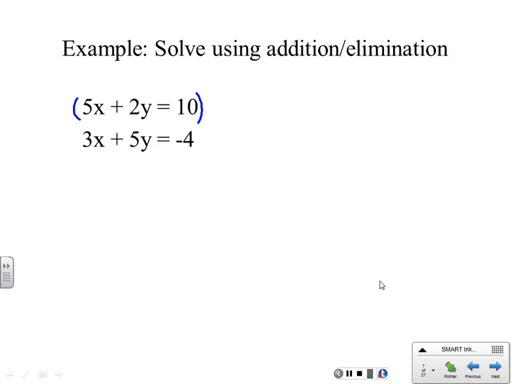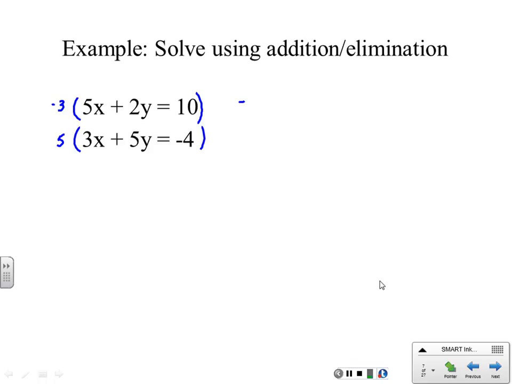So I'm going to multiply this top equation by, I'm going to say negative 3. And I'm going to multiply this bottom equation by 5. Now, could I have multiplied the top equation by 3 and the bottom equation by negative 5? Yes. Okay? And again, it's your choice. As long as you're making opposites, it's your choice. Alright? So, let's multiply the top equation through by negative 3.